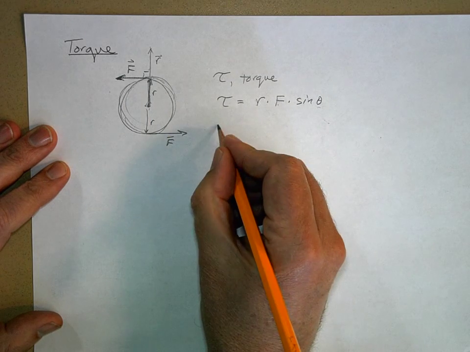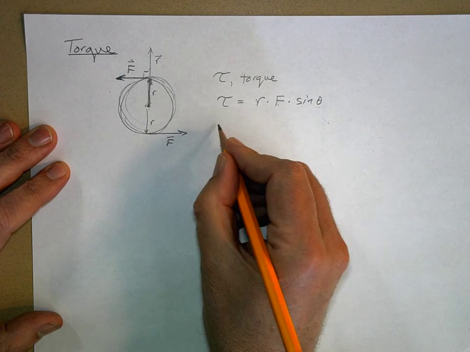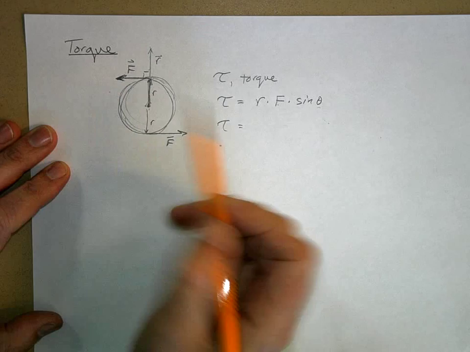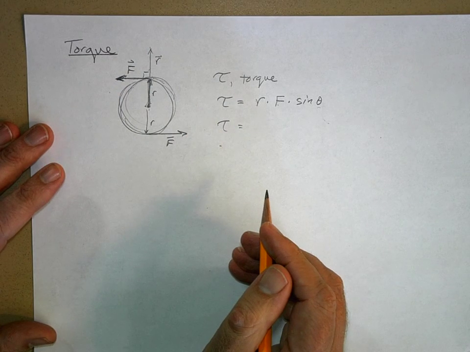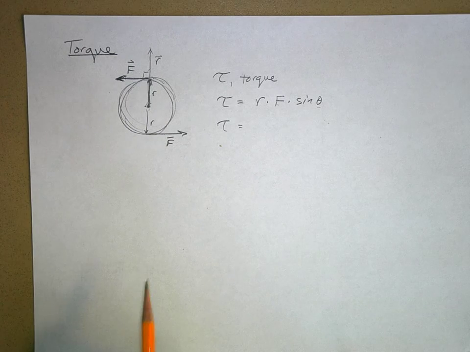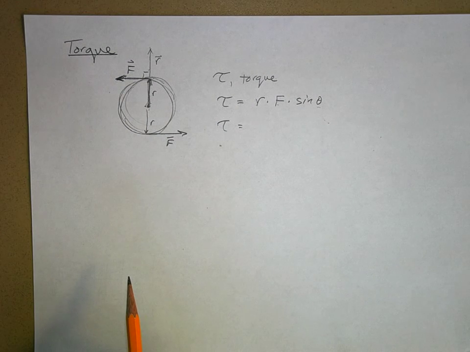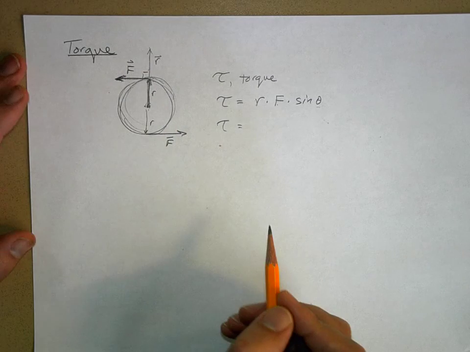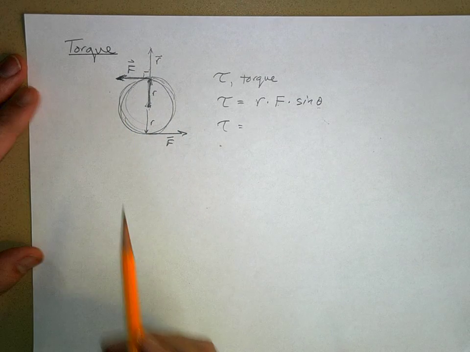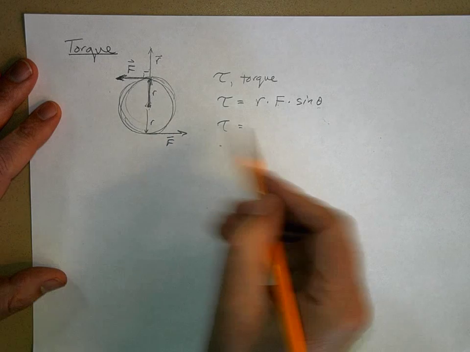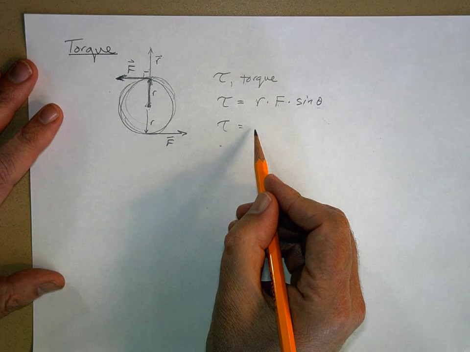And so let's say that this force, maybe if you have a chain, and by the way, what could supply this force could be a chain on a sprocket. Well, the R would be the radius of the sprocket, and F would be the force that you're applying with that chain.